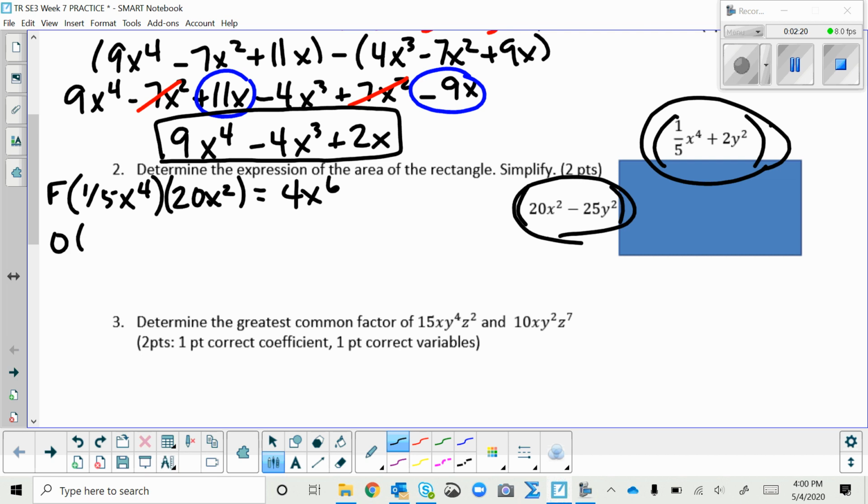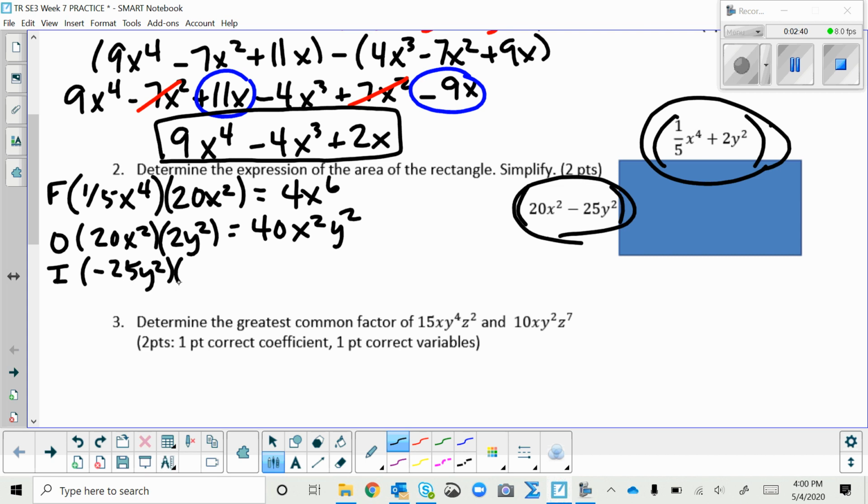The outside terms are 20x squared times 2y squared. That is 40x squared y squared. The last terms are negative 25y squared and 2y squared. That's negative 50y to the 4th.